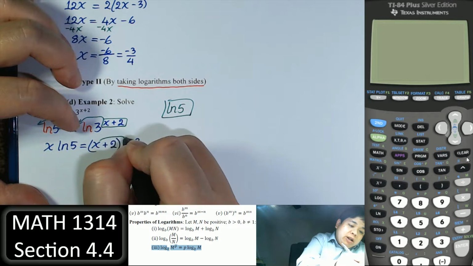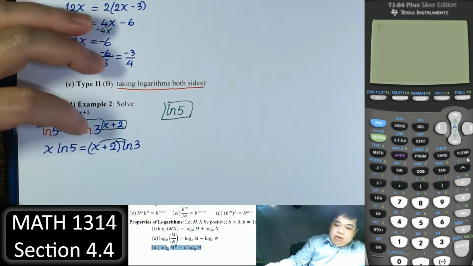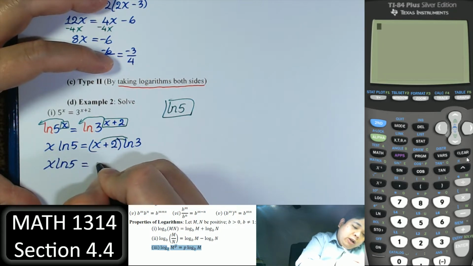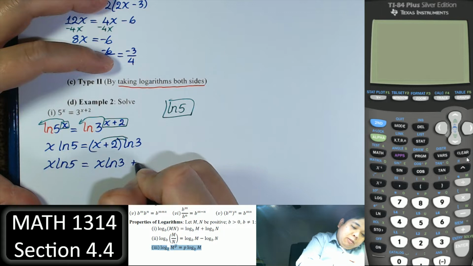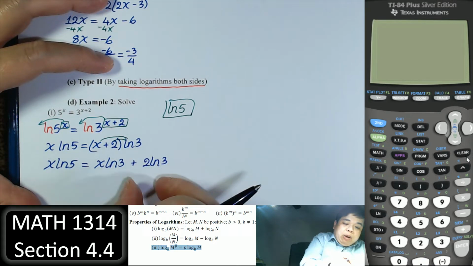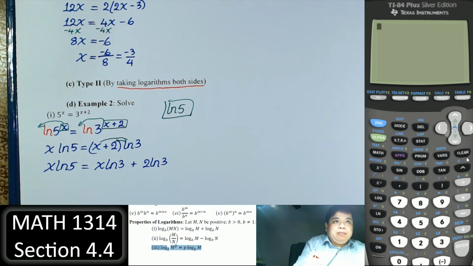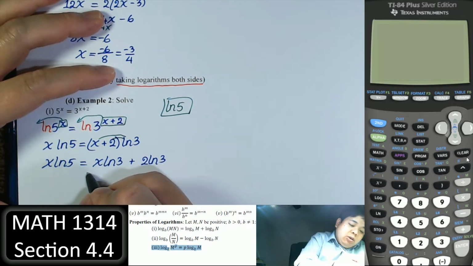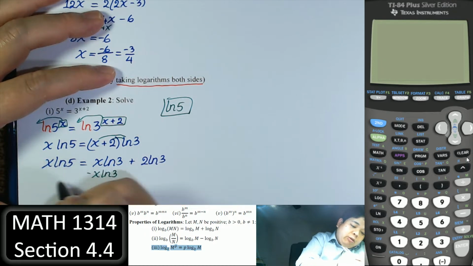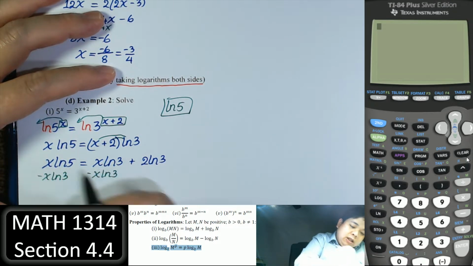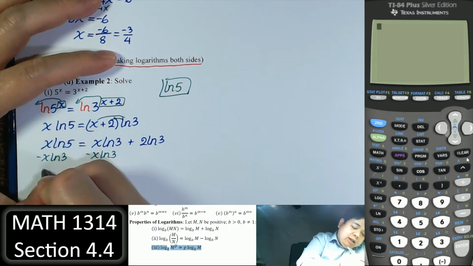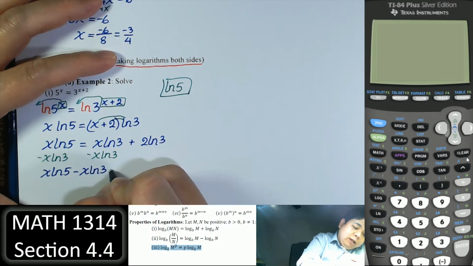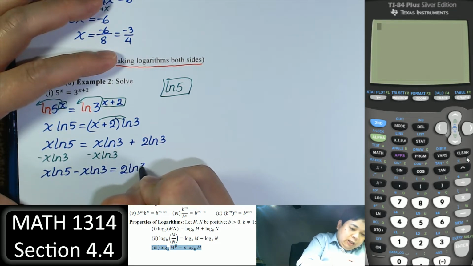What we do now is distribute the ln of 3 into this, and we have x times ln of 5 equal to x times ln of 3 plus 2 times ln of 3. So here we have one number, and one number. So the goal is to solve for x, so I subtract x times the ln of 3, so we'll move x to one side. So you have x ln of 5 minus x ln of 3 equal to 2 ln of 3.